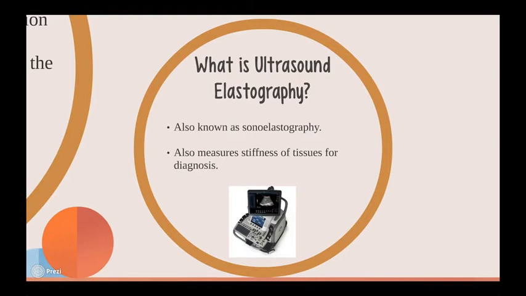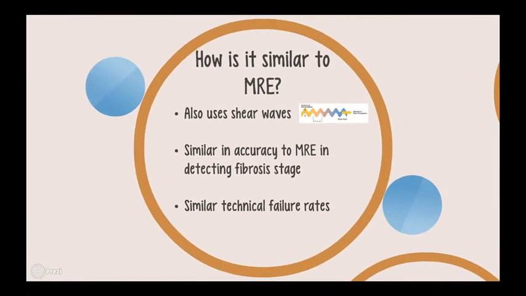Another popular medical imaging technique that measures the stiffness of tissue is ultrasound elastography, also known as sonoelastography. Like MRE, sonoelastography also uses shear waves to generate an image based on applied acoustic impulses and is similar in accuracy to MRE in detecting fibrosis stage and in technical failure rates.